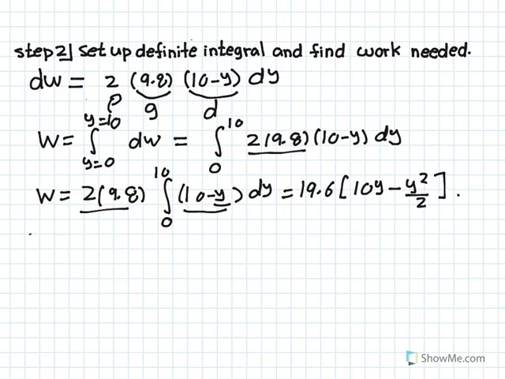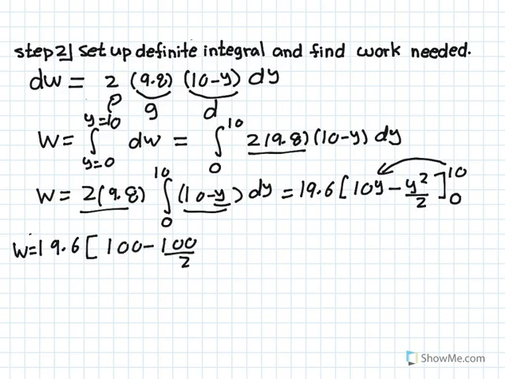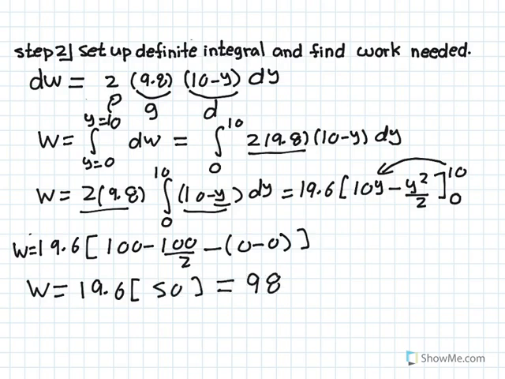Now apply the fundamental theorem of calculus, evaluating from 0 to 10. So we get work is equal to 19.6 times, plugging the upper limit in, 10 times 10, that's 100, minus 10 squared, which is 100, divided by 2, minus, putting the lower limit in, 0 minus 0, and close off the brackets. So the work done is 19.6 times 100 minus 100 over 2, that's 100 minus 50, that's 50. Put that into a calculator, we get 980 joules. That means 980 joules of work is done to lift the cable to the top.